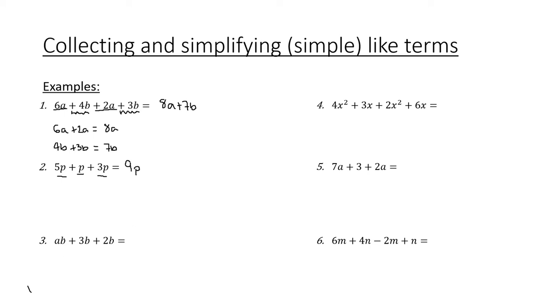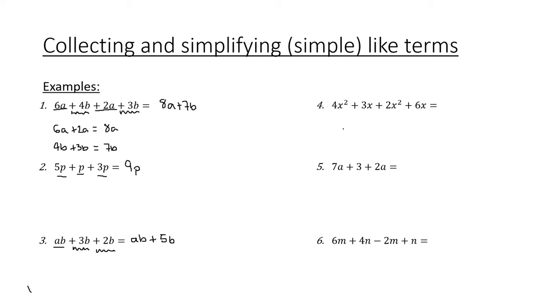Question 3, we've got ab plus 3b plus 2b. You'll notice that this one here, ab, is on its own. There's nothing else that's ab in our expression. So we've got plus 3b plus 2b, which are like terms, but there's nothing else to go with ab, so we just leave it on its own. So it ends up being ab, and then we can simplify the rest. 3b plus 2b gives us an answer of 5b.